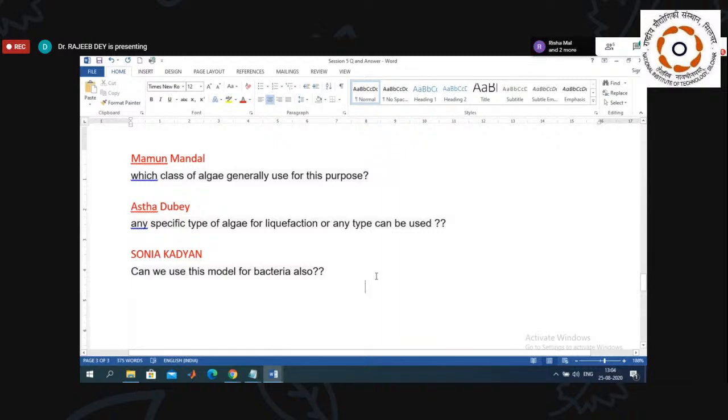And Sonia Kadian asks, can we use this model for bacteria also? Yes, definitely, why not? In fact, that is what I meant by my last comment, that you shouldn't be disheartened if this doesn't always work out, because the technology can be used in other things. For example, this can be used in the pharmaceutical industry, especially with a lot of the secondary metabolites and new kinds of drug development that is happening. The approaches that I talked about, both of them, are very, very powerful.